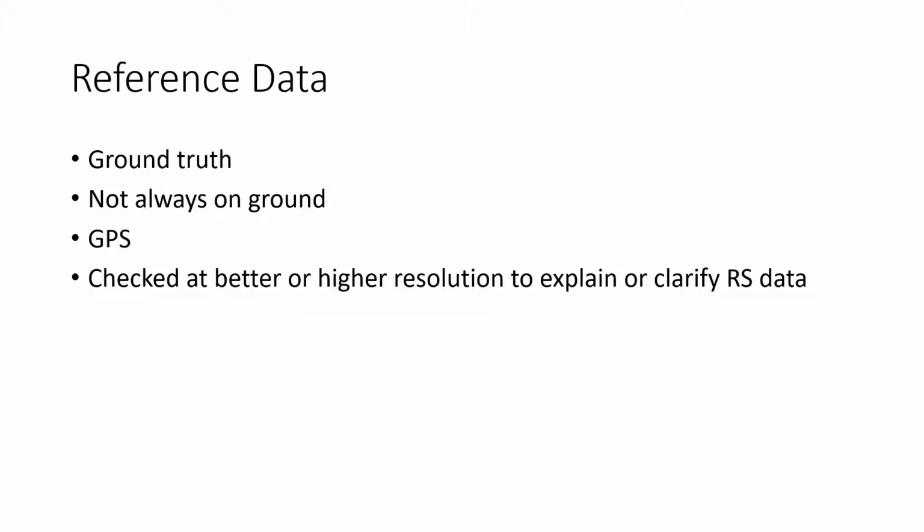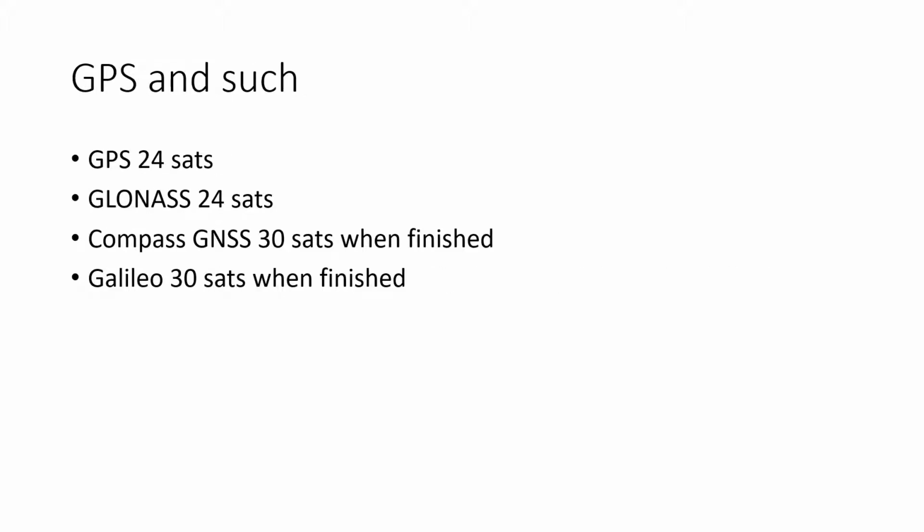We often have to go in and reference our data. We use ground truth. It's not always on the ground though. Sometimes we use GPS. Sometimes we check it at a higher resolution to explain or clarify what we're seeing with our remote sensing. We use a lot of GPS and other such things. GPS has 24 satellites. GLONASS has 24. Compass is a new one. It's going to have 30 when it's done. Galileo will have 30 as well.